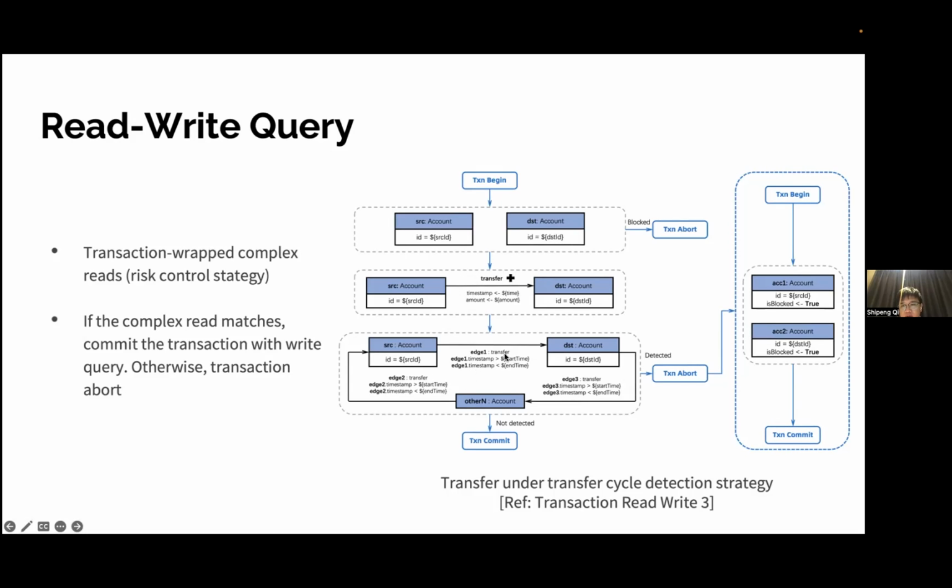Firstly, we will match the pattern of the strategy here, which is a complex query. We will match if there is a cycle formed with a new edge inserted to the graph. And if the transfer cycle is formed, we think this edge has some problems. So we just abort the transaction and mark all the related accounts as blocked. And if we didn't match the transfer cycle, the transaction will be committed and the transfer edge will actually be written to the storage.